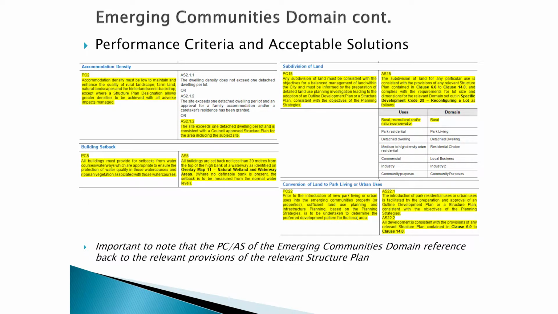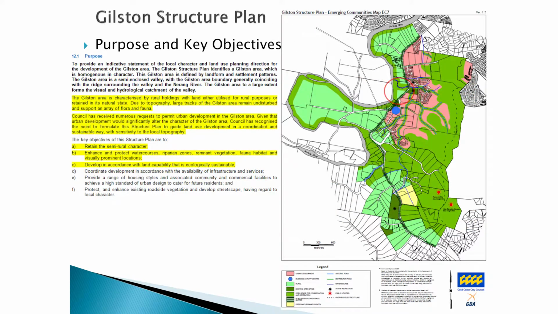AS15: the subdivision of land for any particular use is consistent with the provisions of any relevant structure plan. We'll get to that in a sec. We'll show you the Gilston structure plan. PC15: any subdivision of land must be consistent with the objectives for a balanced management of land within the city and must be informed by the preparation of a detailed land use planning investigation. So it is important to note that the emerging communities domain makes reference to the Gilston structure plan, which is here.